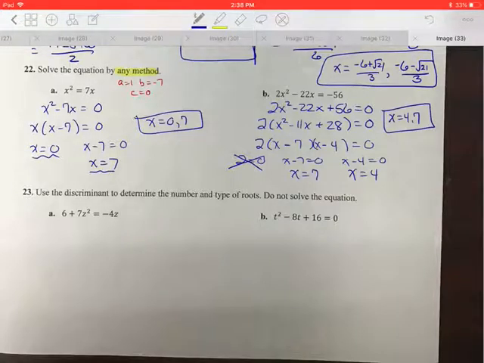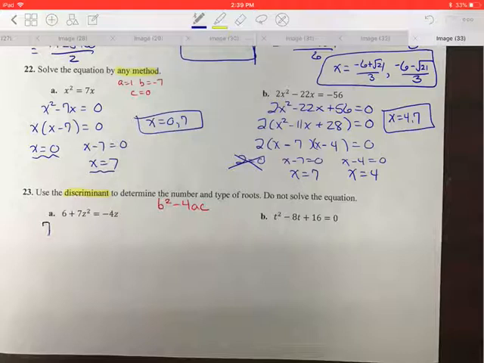All right, now 23 deals with what's called the discriminant. So the discriminant is the part of the quadratic formula that is under the square root. So the discriminant is b squared minus 4ac. And what that does is it gives us the type of answer. It doesn't give us the answer, but it tells us what type of answer we have.